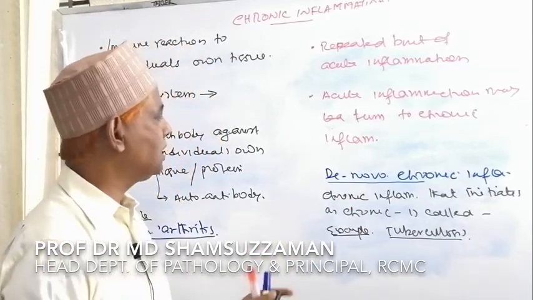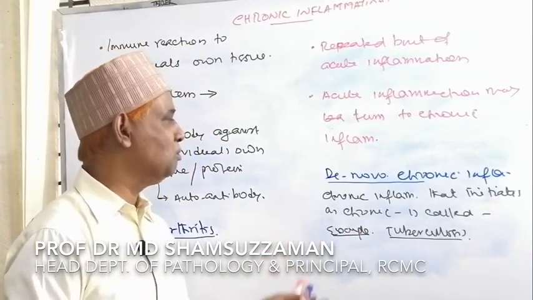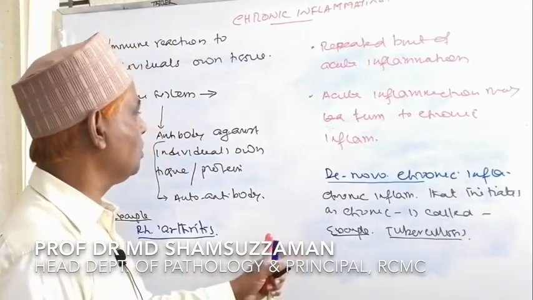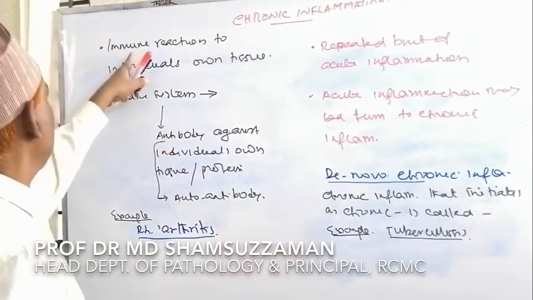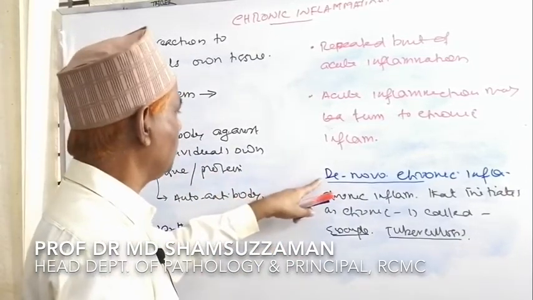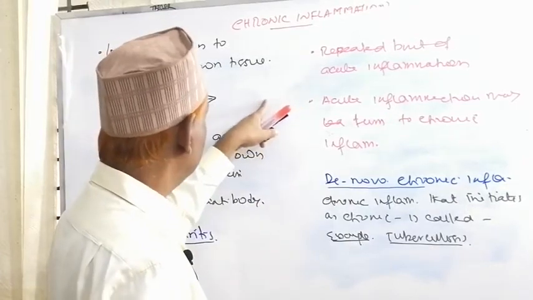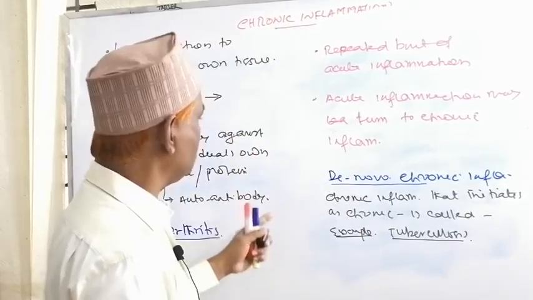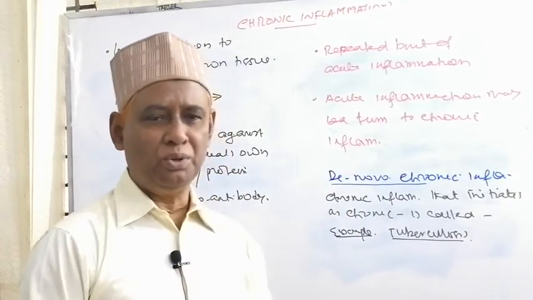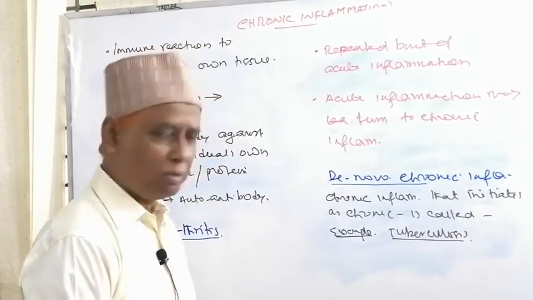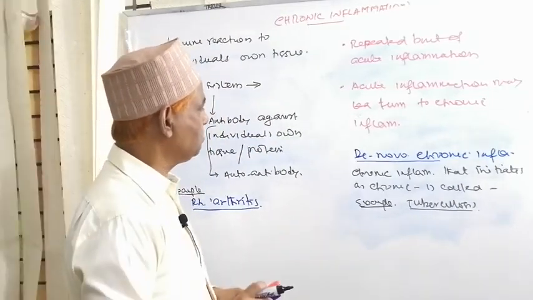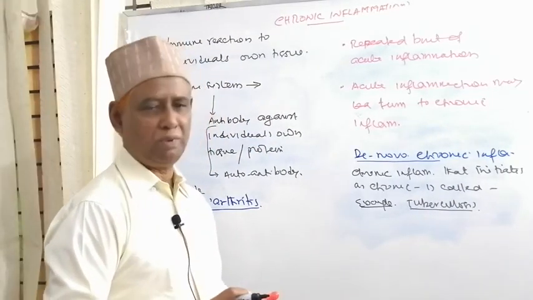If you want to know the causes of de novo chronic inflammation: immune reaction to individual's own tissue, persistent intracellular organism, and also prolonged exposure to certain non-degradable substances. These are the different examples of de novo chronic inflammation.